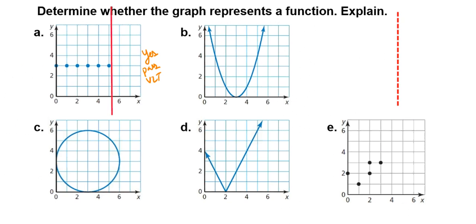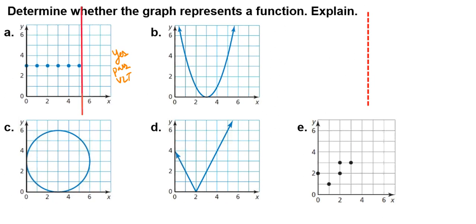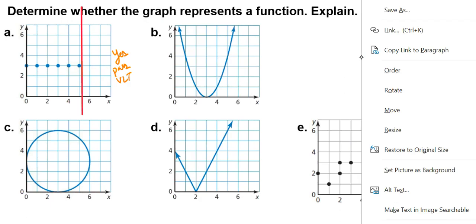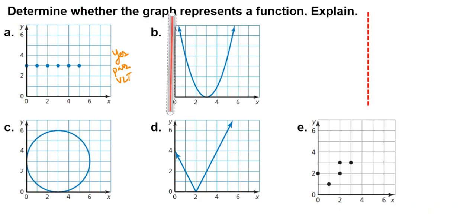Let's look at letter B. So we'll take our line, and now let's move our line along here. So here we can see that it's only going to touch one time. So that's going to tell us that this is also a function. So yes, it passes the vertical line test.